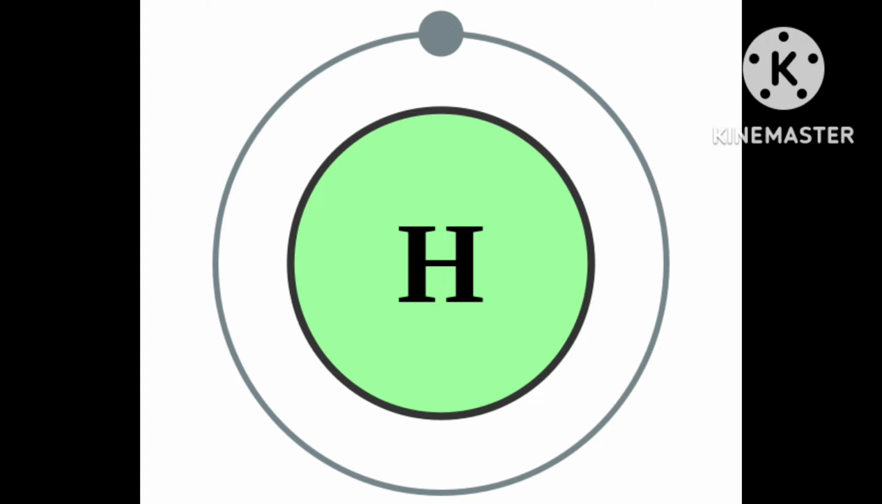You know by now that the elements in the periodic table are arranged according to their electronic configuration. Already I have discussed it during the periodic table chapter. Hydrogen has electronic configuration 1s1. It means there is only one orbit, and in that only one electron is there in the s orbital. 1s1. Okay, this is the first important thing.